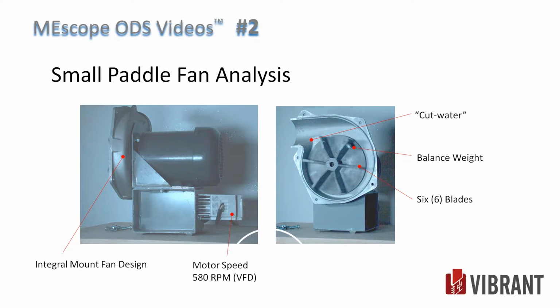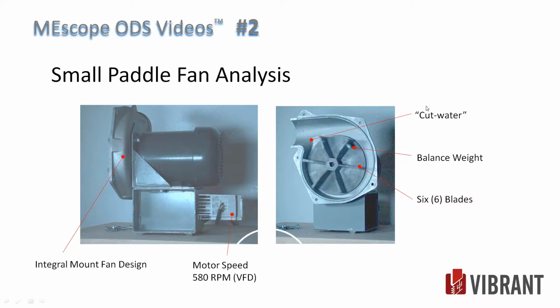This is a small paddle fan analysis that we did. This was in my office. This is an integral shaft coupled to the motor of this paddle fan. I took the outboard part of the housing off. There's a variable frequency drive, and we set the speed at 580. I have a heavy bolt in here with a couple nuts on it for a balance weight, so I could cause some imbalance in the system.